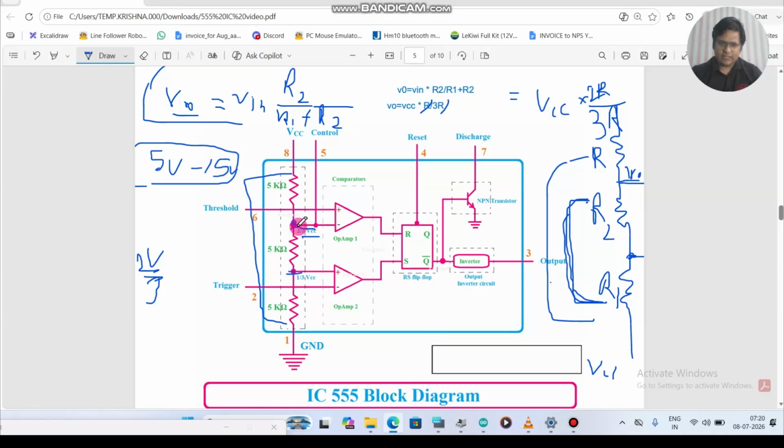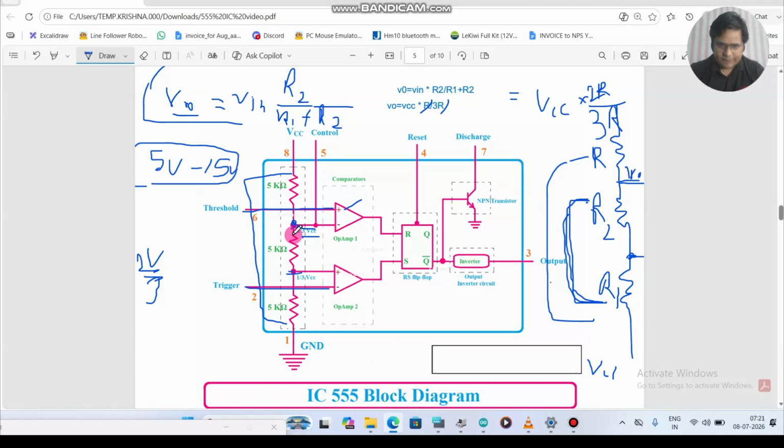Now what is the use of this? These two reference points are connected to comparators, and one of the comparators is connected to the threshold pin. Positive of the comparator is connected to the threshold pin, and the negative pin of the other comparator is connected to trigger. Positive we say basically non-inverting point, and negative we say inverting point in electronics. Okay, and these two are comparators.